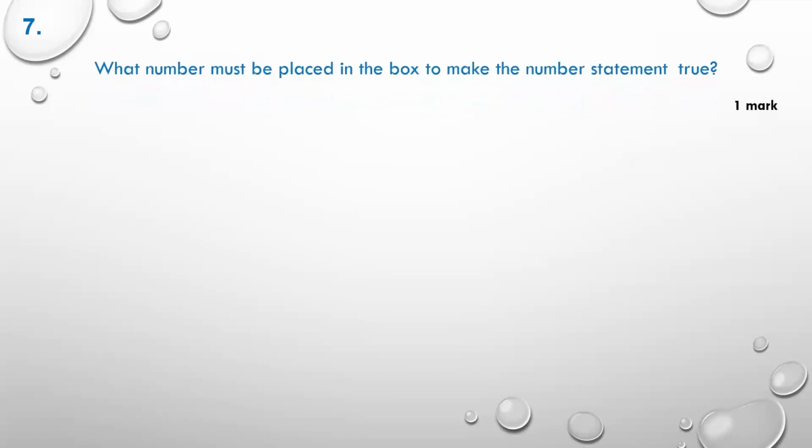In that question, they're going to ask us what number must be placed in the box to make the number statement true. So we have the box. We have 27 over 45 is equal to 3 over what number? There are many different ways to work this out. Let's look at it visually first of all, so we can get some help.